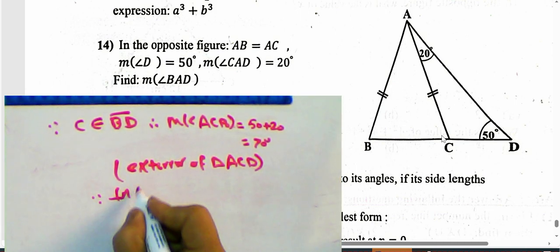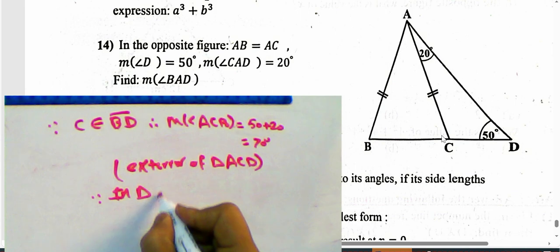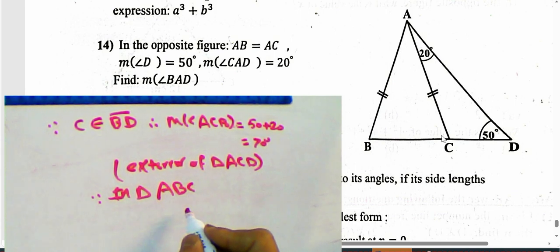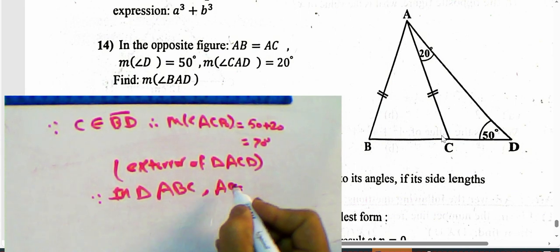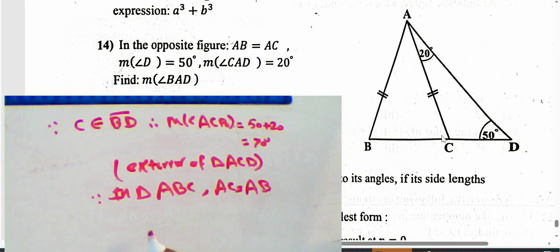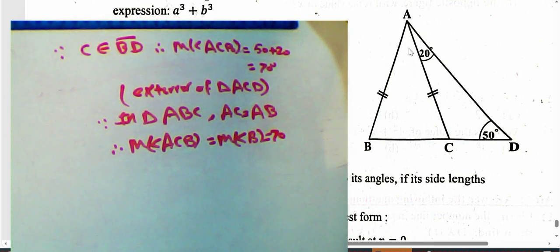Then in the triangle here, left hand side, ABC, in this triangle ABC we have AC equal to AB. Then the measure of angle ACB is equivalent to the measure of angle B. They are equivalent. Each one of them equals what? Equals 70 degrees. Then we can find the measure of the angle at the vertex here.